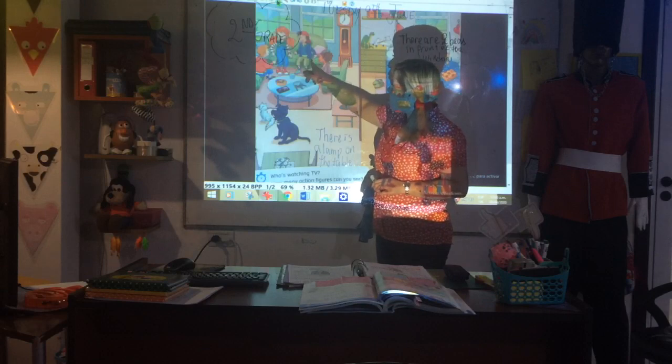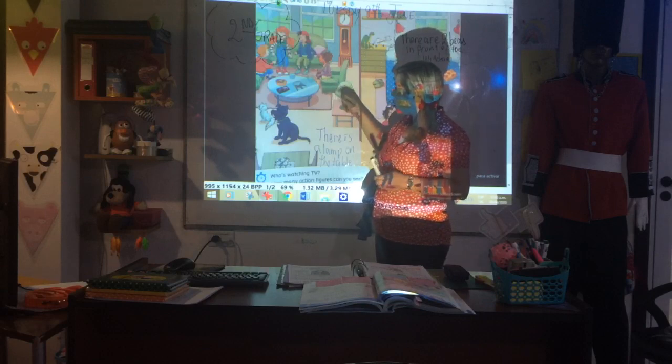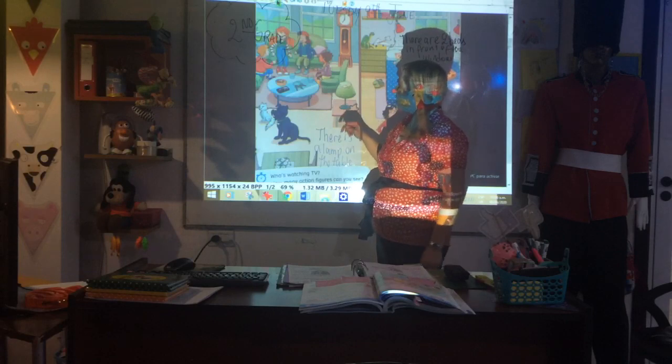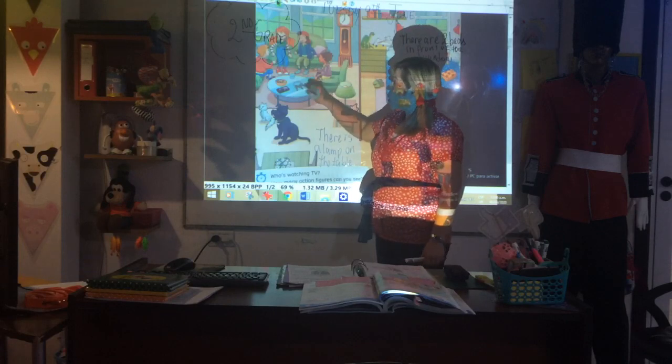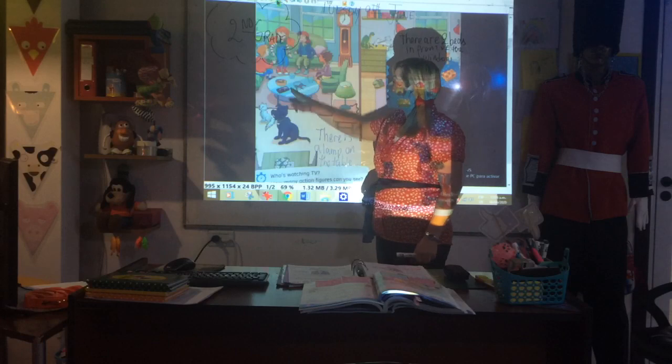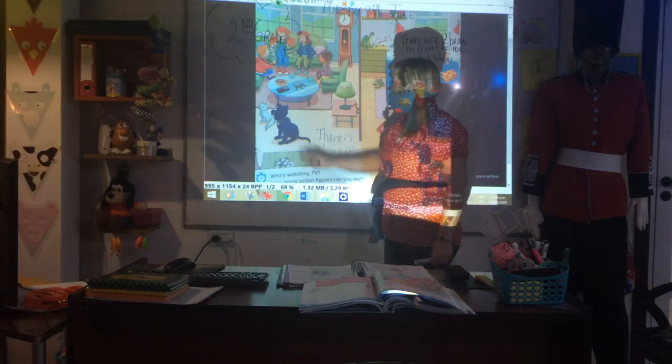There is a green sofa. There is an armchair. Yes. Okay. There are keys. Yes. There are two glasses. There is a cell phone. There is a dog. Yes.